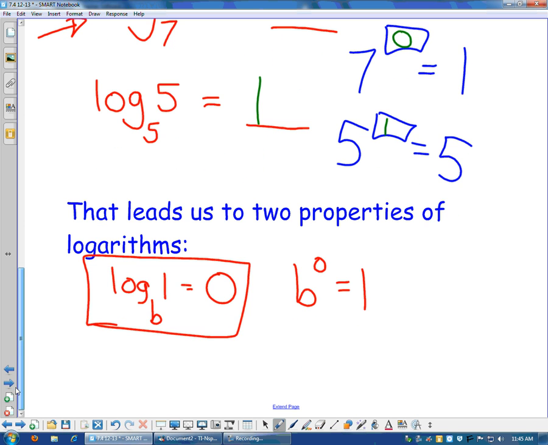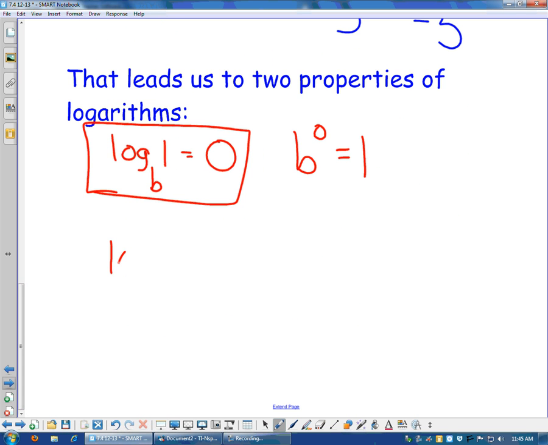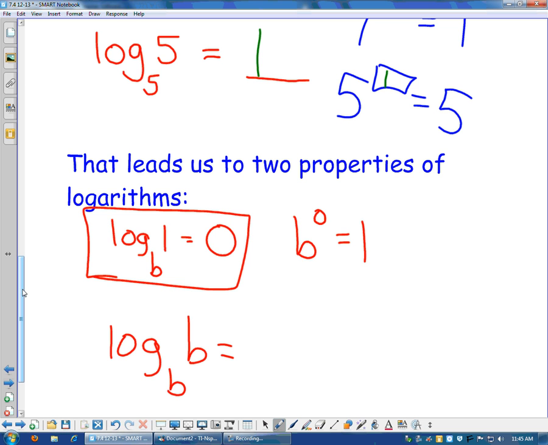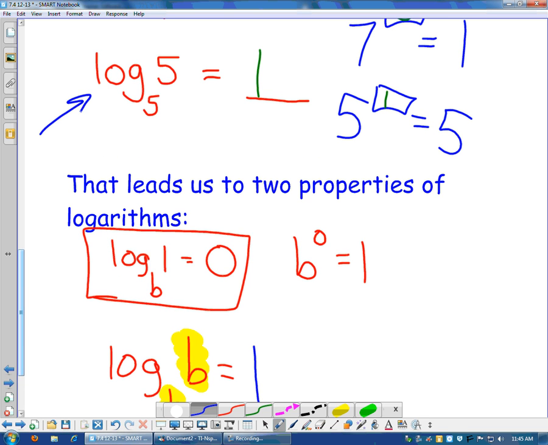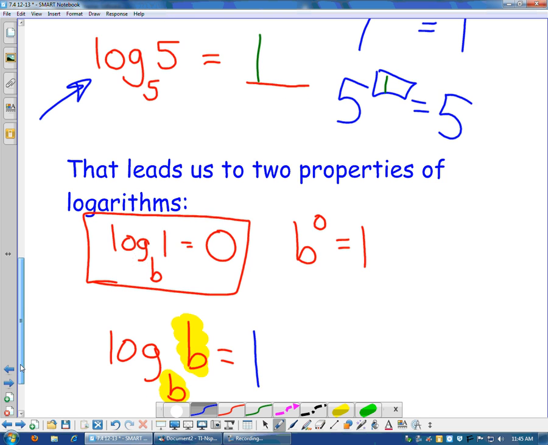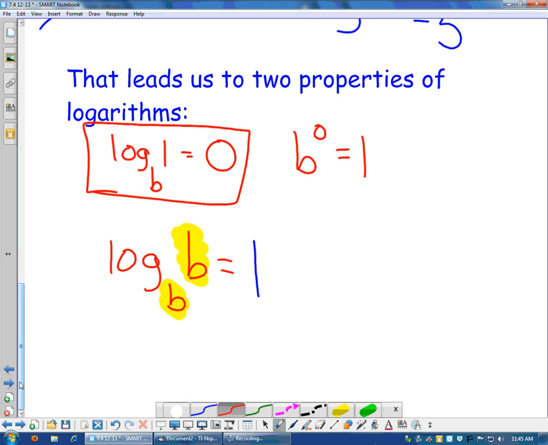And one more property, and that is log to the base b of b is going to always equal what? If you have the same base that you're taking, if you're going to have the same number in both places, b here and b here, then log to the base b of b is always going to be 1. That's just like this example right here. So that is our second property here, that log to the base b of b is equal to 1.